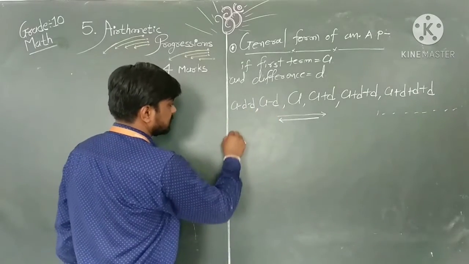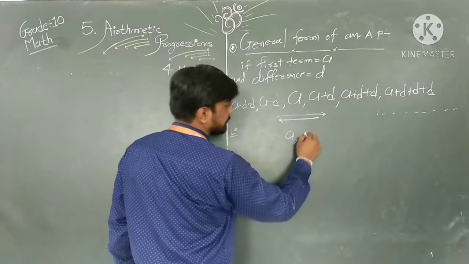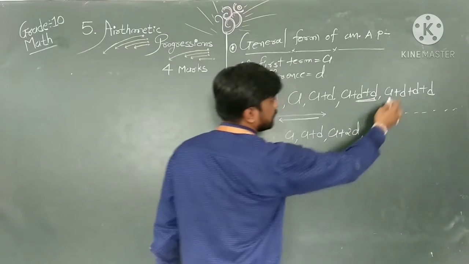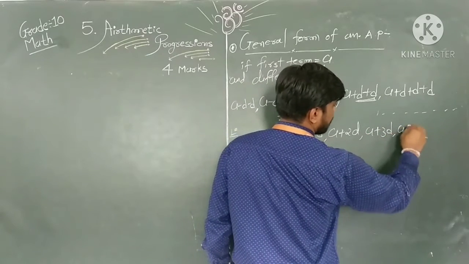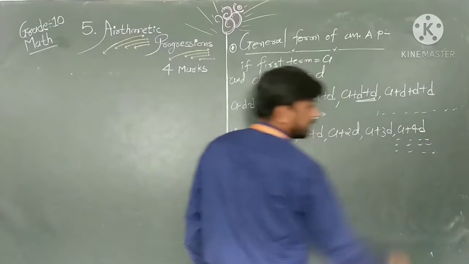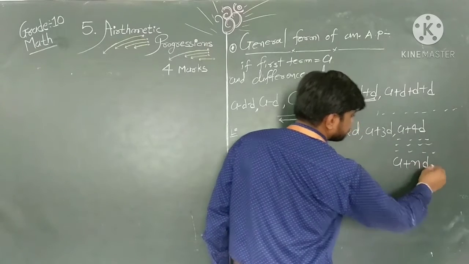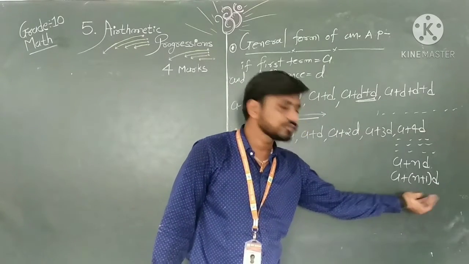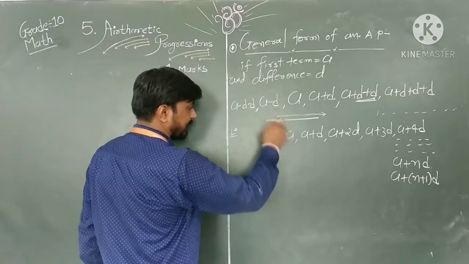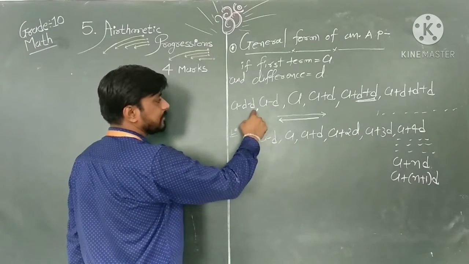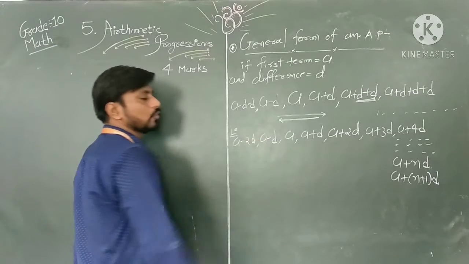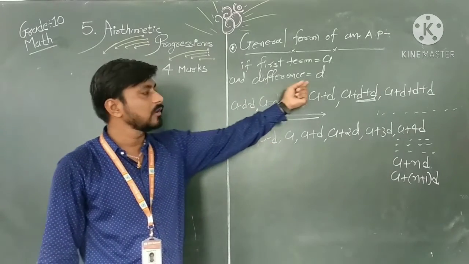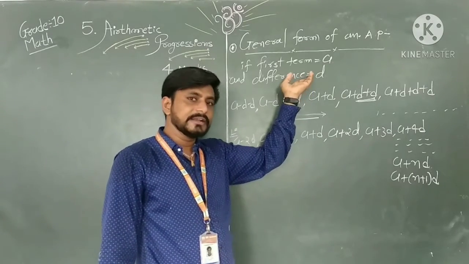Okay, so I write this general form: A, A plus D, A plus D plus D, that means A plus 2D, A plus 3D, A plus 4D, so on, infinite. Further A plus nD, A plus (n plus 1) into D, next A plus (n plus 2) into D. Before this, subtract the difference: A minus D, then minus 2D, so on. This is the general form of an AP, where A is the first term and D is the difference of two consecutive terms. D can be positive, negative or zero.